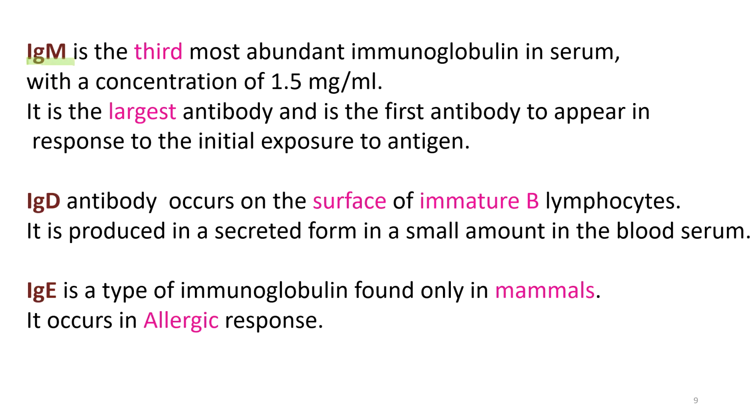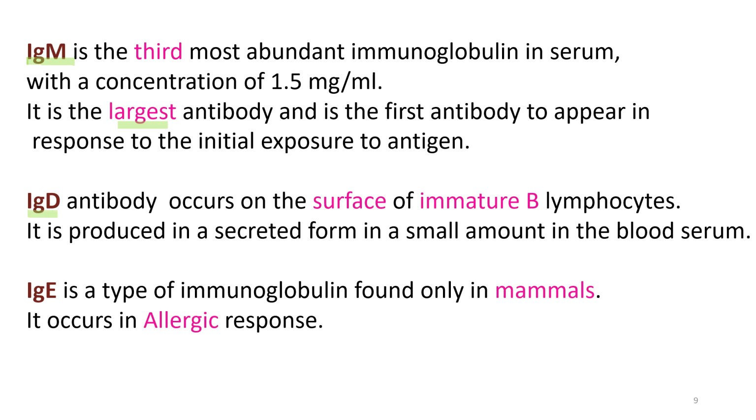IgM is the third most abundant immunoglobulin in serum. It is the largest antibody in size and it is the first antibody to appear in response to initial exposure to antigen. That means after entry of any pathogen or antigen in the body, among all other types of antibodies, firstly B lymphocytes will produce IgM antibodies against it.